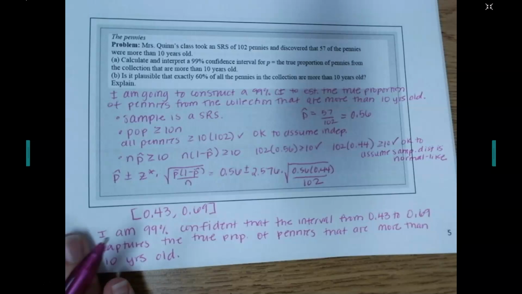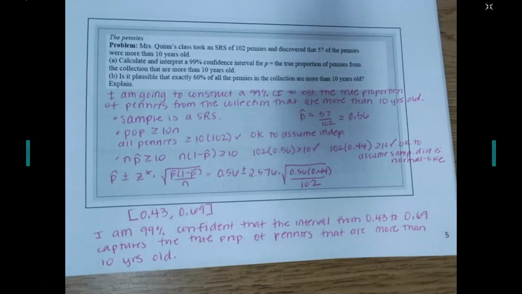Okay, let's check your work. So hopefully you started out with an introduction. I'm going to construct a 99% confidence interval to estimate the true proportion of pennies from the collection that are more than 10 years old. Then check conditions. So we've got to make sure it's a simple random sample, which it was.